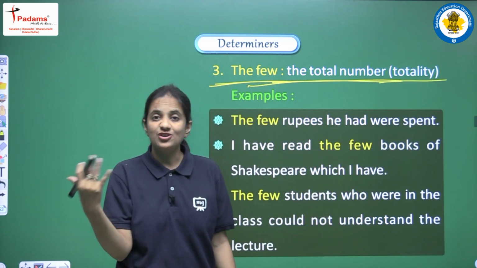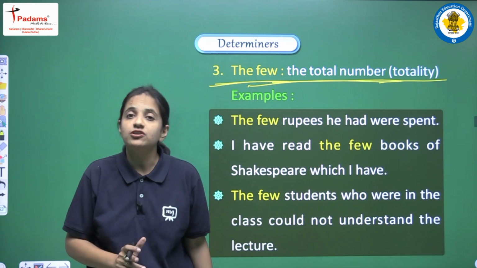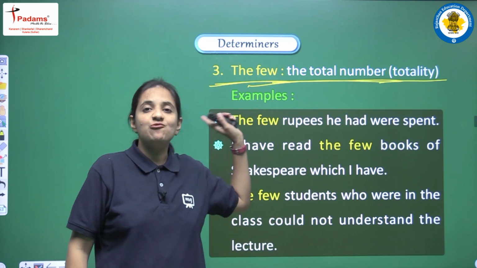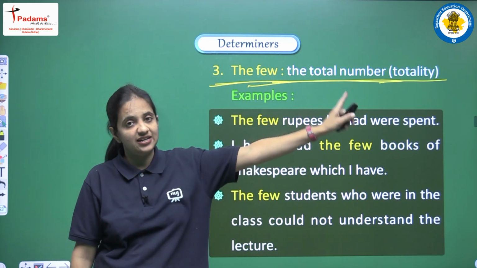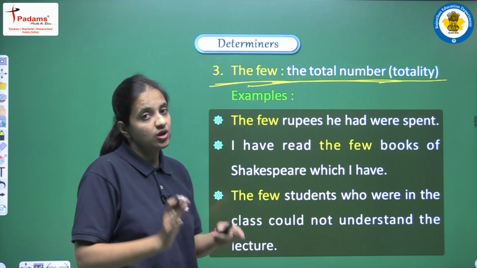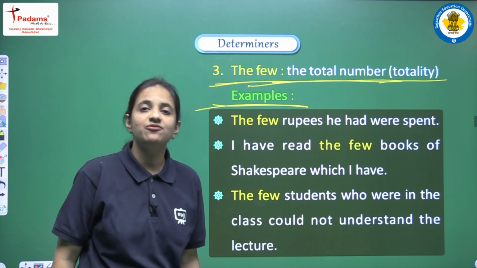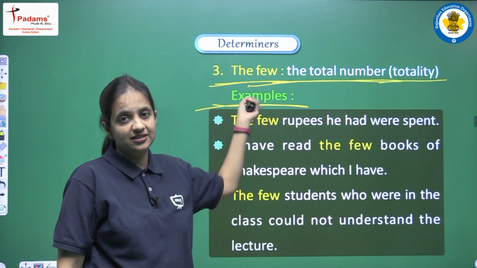So let's revise one more time. Few was used to show negative meaning. A few was used to show positive meaning. And when we are using the few, we are trying to show the totality of that noun. So how? Let's see some examples, some sentences with this determiner, that is the few.